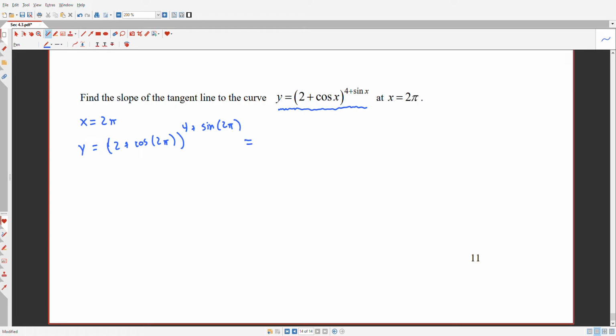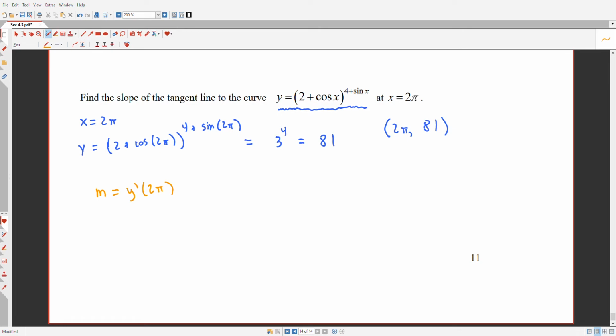Okay, so we got to remember some trig. The cosine of 2 pi, that's the same thing as the cosine of 0, which is 1. So that's 2 plus 1 in parentheses, and that's all to the 4 plus 0. So that's 3 to the 4th, otherwise known as 81. So the point we're talking about is x is 2 pi and y is 81. Next we need the slope at this point. We want m, which is going to be y prime of 2 pi.